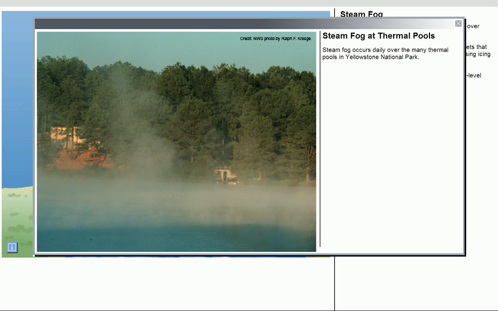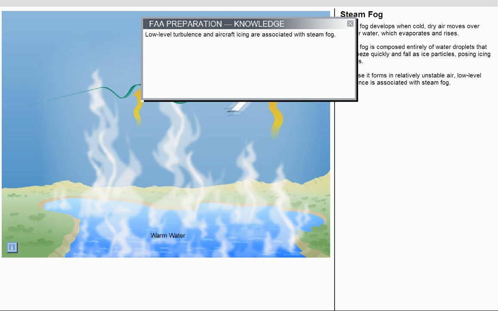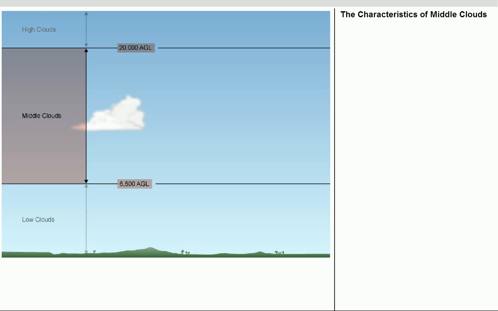A type of steam fog occurs daily over the thermal pools in Yellowstone National Park. As cold, dry air crosses the thermal pools, the warm water evaporates and rises. Water doesn't have to be as hot as the water in a thermal pool to cause steam fog. It just has to be warmer than the air above it.